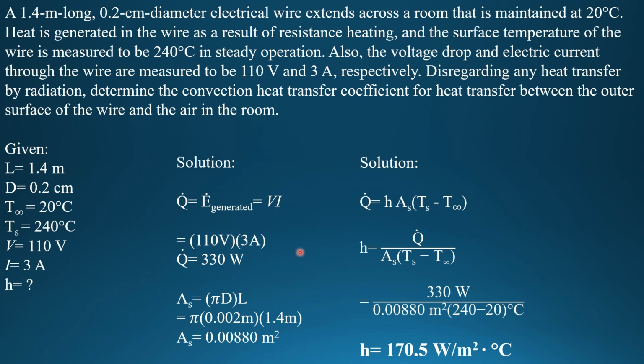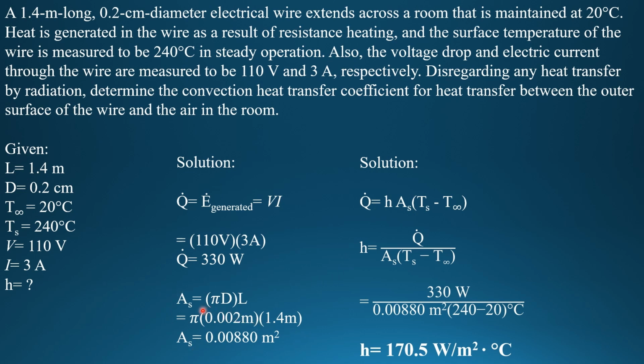So to find the coefficient of the heat transfer, we have here this equation. The heat per unit time is equal to the coefficient of heat transfer times the surface area times the change in temperature, which is the surface temperature minus the constant room temperature. And since we don't have the value of our surface area, we will be solving it first.